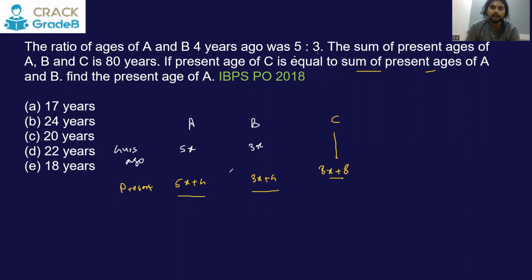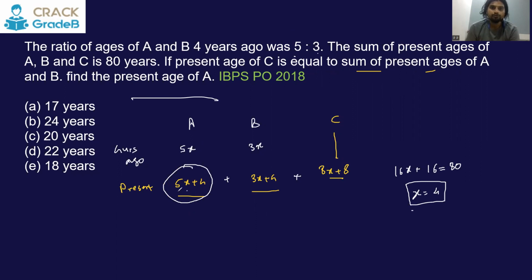And the sum of all three now, which is 8x plus 8x, 16x plus 8 plus 8, 16, should be equal to 80. So 16x is equal to 64. X will be equal to 4. They are asking what is the present age of A. Put x is equal to 4 here. 4 5s of 20, 20 plus 4, 24. So the present age of A is going to be 24 years old.